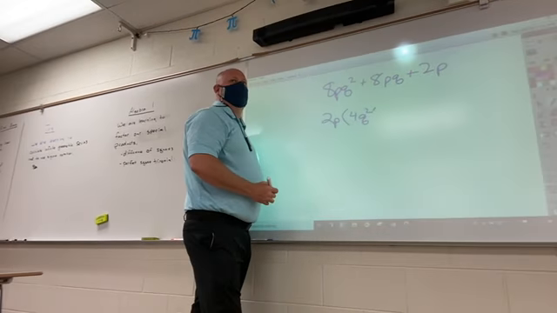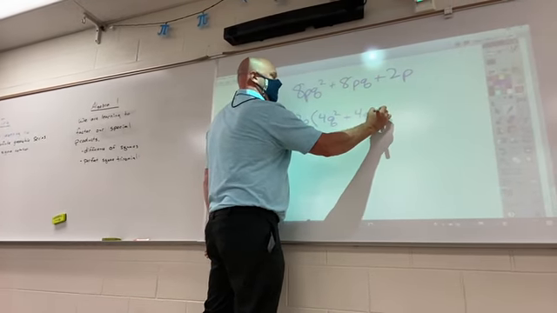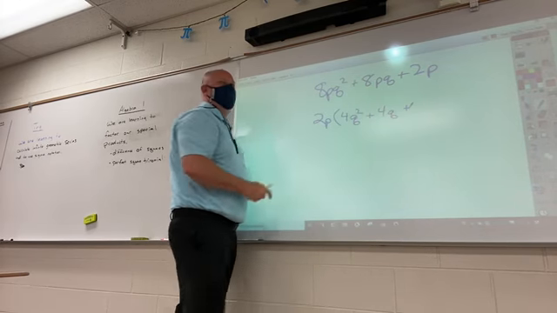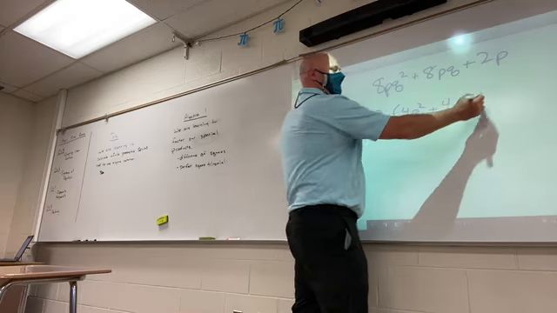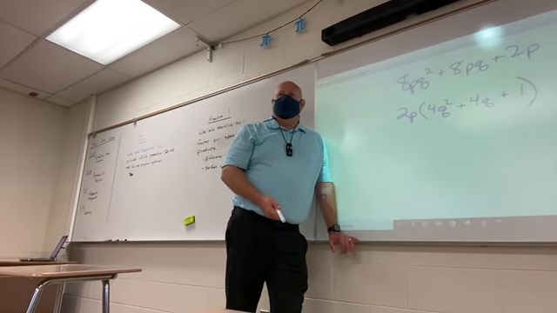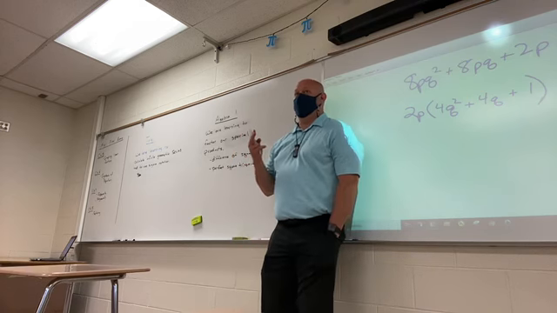And then you'd have 4q plus, what happens when you do 2p divided by 2p? You just get 1. Are you done now? What's the second thing you should always look for with factoring?